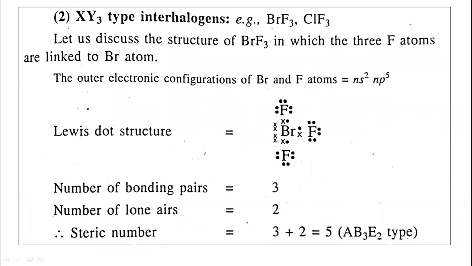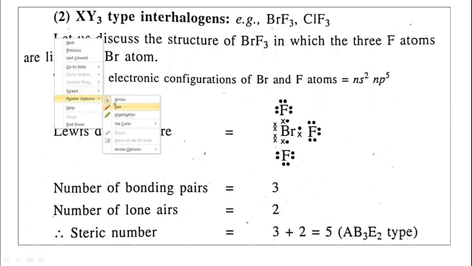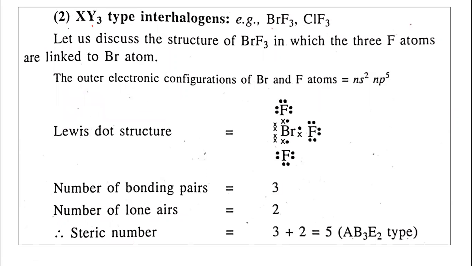Let us see now. The second one is XY3 type interhalogen, where X is the less electronegative halogen and Y is the more electronegative halogen. Example: BrF3, bromine trifluoride. Bromine is the central atom and fluorine, the more electronegative atom, is bonded to the bromine. So let us discuss the structure of BrF3.